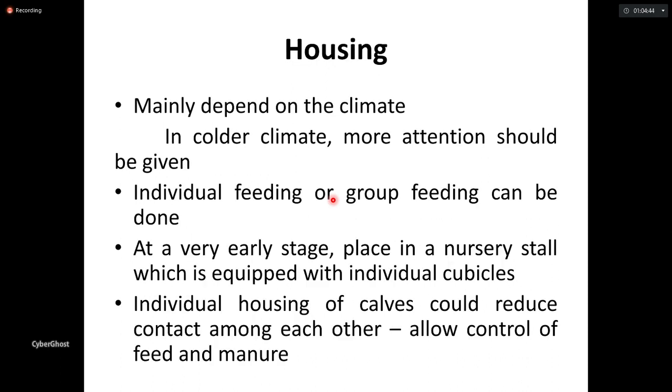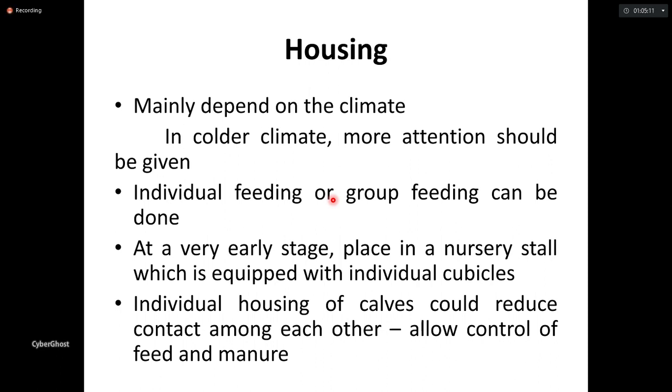So then the housing. We have to discuss the housing systems for the young ones and the adult ones, right? When we discuss the housing systems for these animals, there is no standard way, because in some cases it depends on the weather conditions. In some countries, they have seasons like summer, fall, spring and winter.